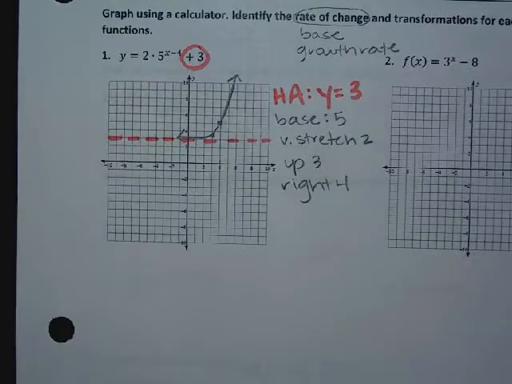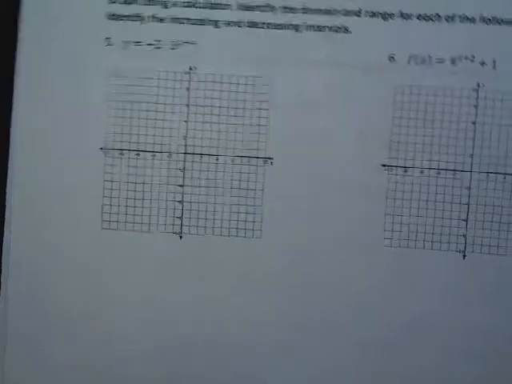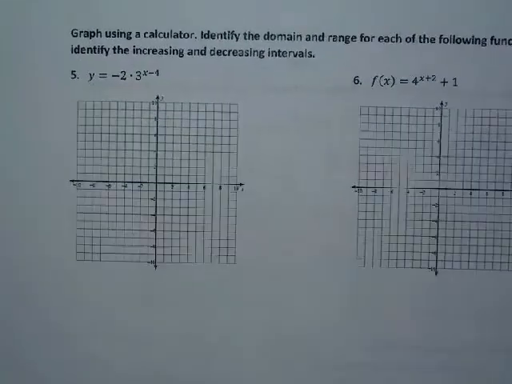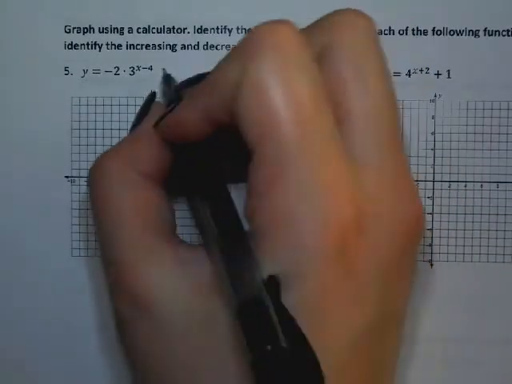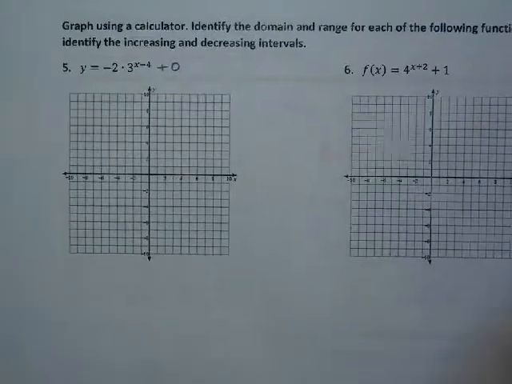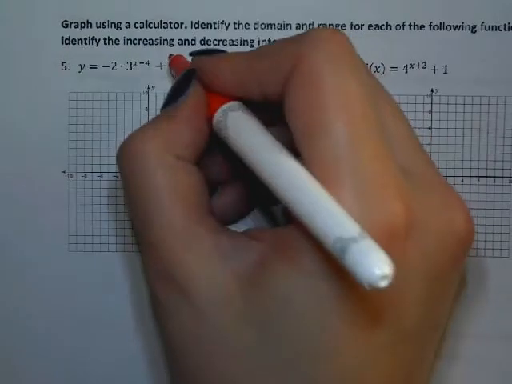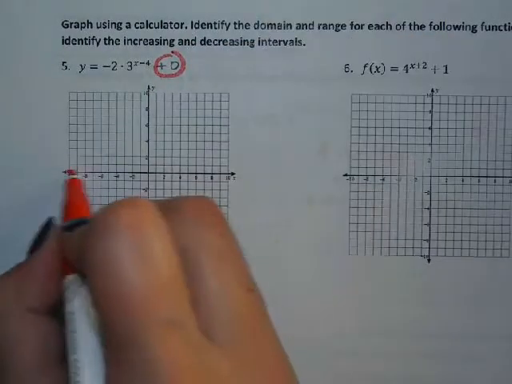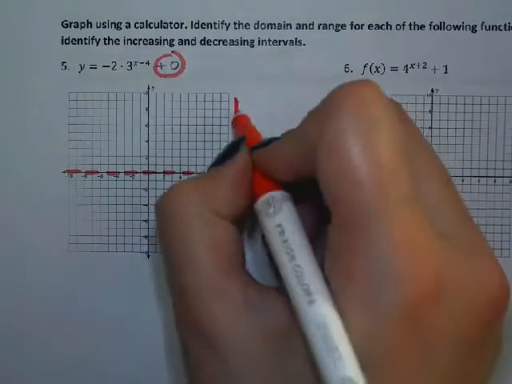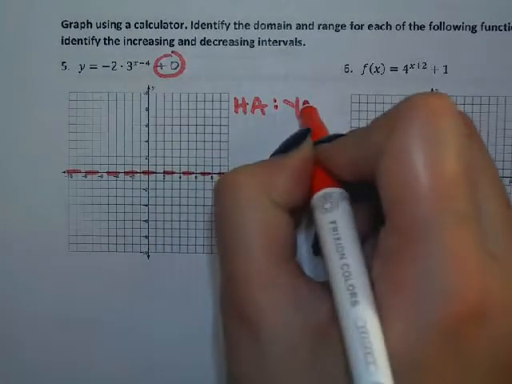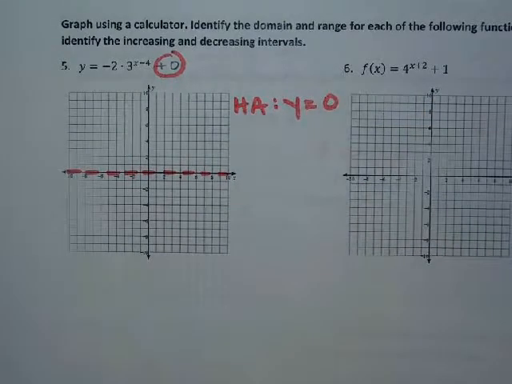Okay, let's go ahead and flip to the next page and do one of those. So they're still asking us to graph, but they're going to ask for some more information. So first, can you guys tell what the horizontal asymptote is? Because we're always going to find that before we start graphing. 0, yeah, there's nothing on the end. This would be like a plus 0 on the end. And so that means that the horizontal asymptote is 0. So HA, y equals 0.